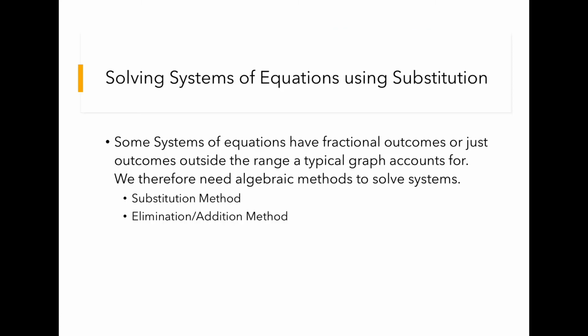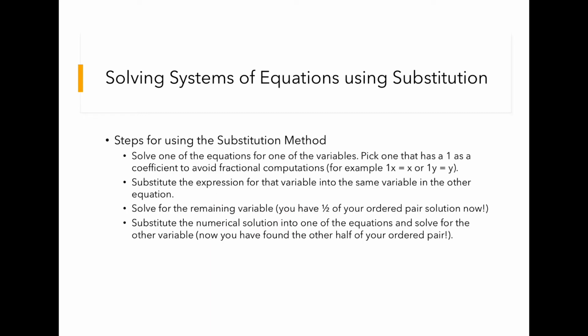Some systems have fractional outcomes, things that are just not going to be uncovered very well using a typical graph. The two different methods we're going to look at are the substitution method in this video, and in the next video, the elimination method, sometimes also called the addition method. Using substitution is kind of the first approach. Both substitution and elimination have benefits. We're going to look at when one might be more appropriate to use than another.